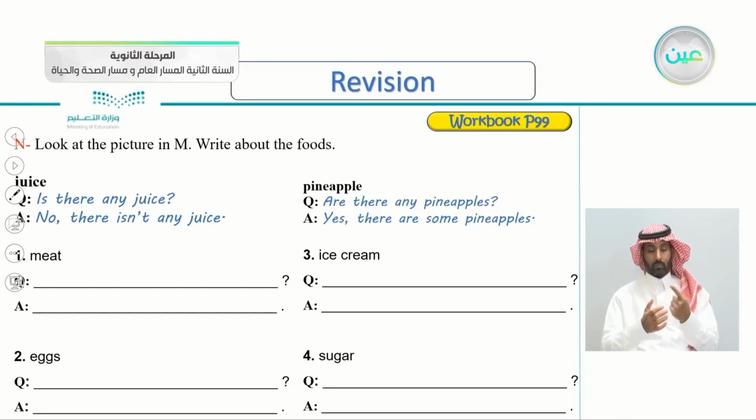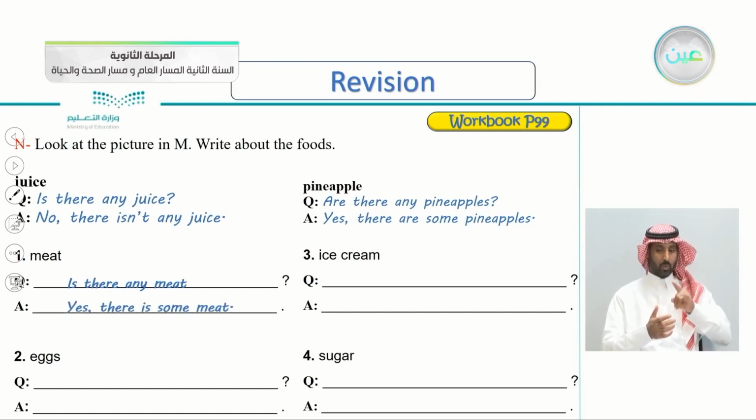Number 1, meat. So how do we ask about meat? Yes, is there any meat? Any non-count, we say is as if it's singular. Is there any meat? So whether you say yes or no. Yes, there is some meat. If it's no, no, there isn't any meat.